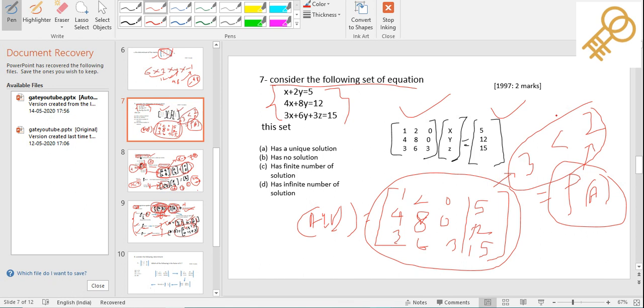So this is not satisfying the test of consistency. So we do not need to go for the cases. Easily you can tell it will have no solutions. So easily you can mark B as the correct option for this question, right?